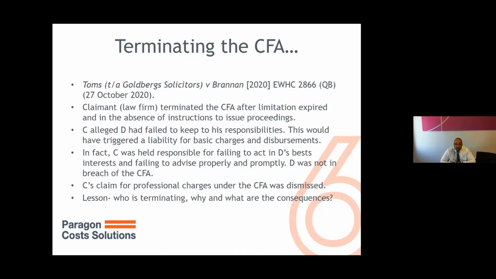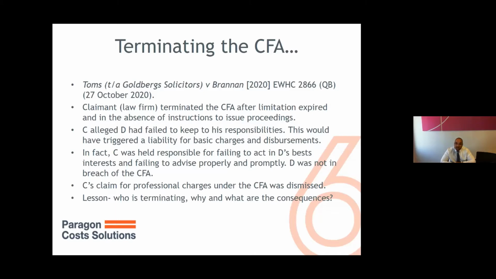So that was the basis upon which the solicitors said they were entitled to be paid. Now, the court held, actually, that the solicitors were at fault for the limitation period having expired. They said that they had failed to advise the client promptly and properly, and therefore gave the client insufficient time in which to give them instructions to issue proceedings. So in fact, they pinned the blame for limitation having expired on the solicitors, and they therefore said that the client wasn't in breach of the CFA and had kept their responsibilities. Therefore, they couldn't terminate the CFA, and the claim for professional charges was dismissed.